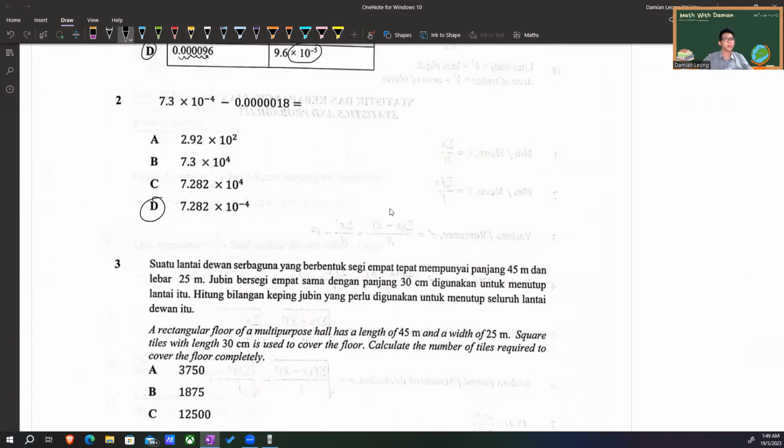Alternatively, if I want to do it manually, I shift 1, 2, 3, 4 spaces. So it's 0.018 times 10 to the power of -4. Then I take 7.3 minus this. 7.3 minus 0.018 is also 7.282. So times 10 to the power -4 remains.